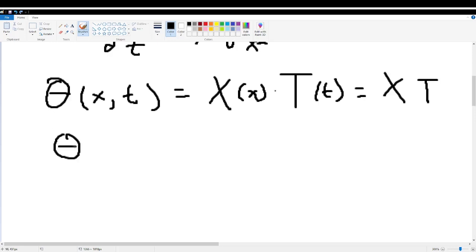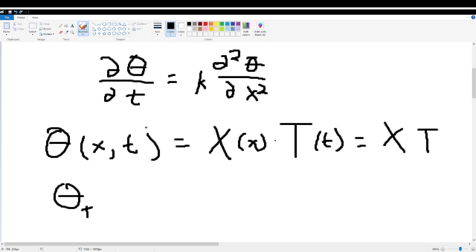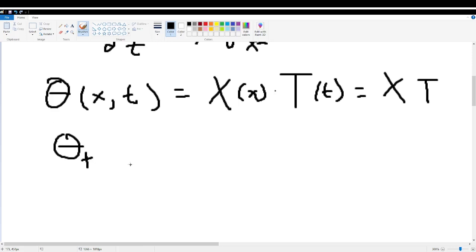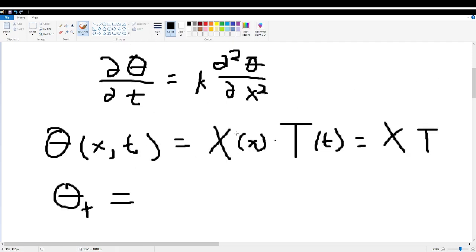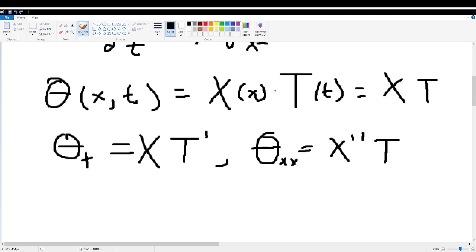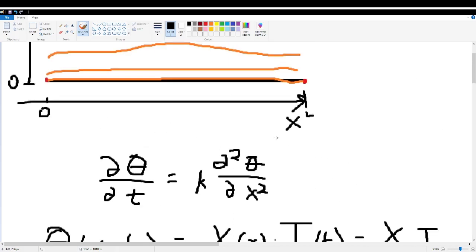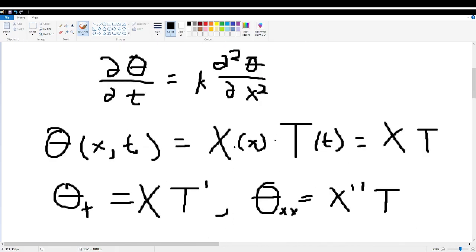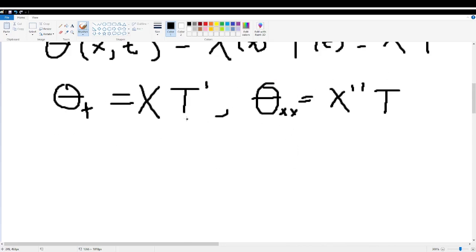So the partial derivative of theta with respect to t, this subscript means the partial derivative with respect to t. It's going to be equal to, well, X is only a function of x, so it stays. Big T, however, is a function of t. So we take its derivative. And likewise, theta subscript xx, which is the second x partial derivative of theta. Well, now X is a function of x, so we take its second derivative. And T is independent of x, so we take no derivatives. And remember, this is why it's useful to have functions that are of only one variable, because we can take these derivatives very, very simply.